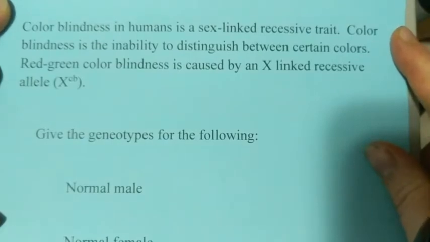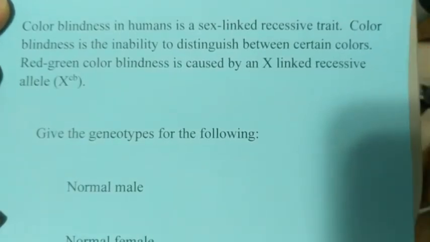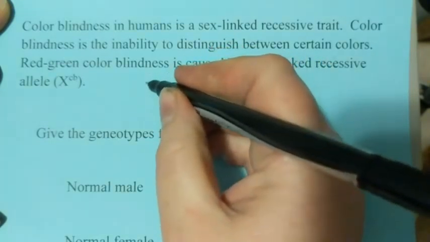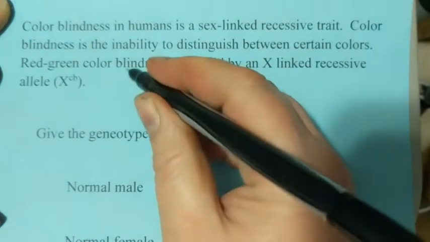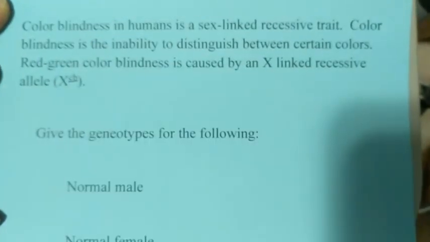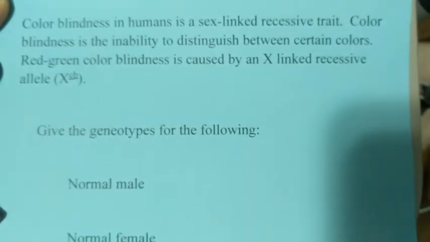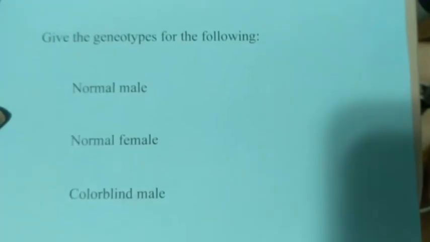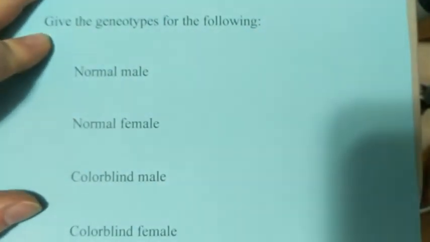I emphasize that every year, and every year I get students trying to force the X's and Y's into a non-sex linked trait. So, to start with, color blindness, we're representing it with the letters CB, and of course we need to indicate that it's on the X chromosome. So we're going to look at how we write the genotypes for different individuals. So remember, this would be their genetic combinations.